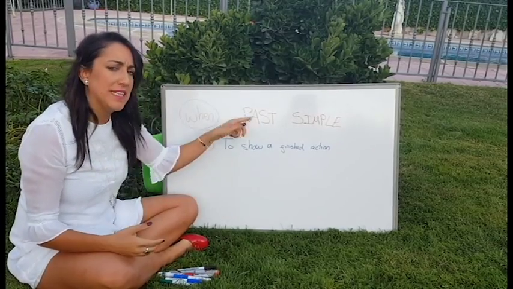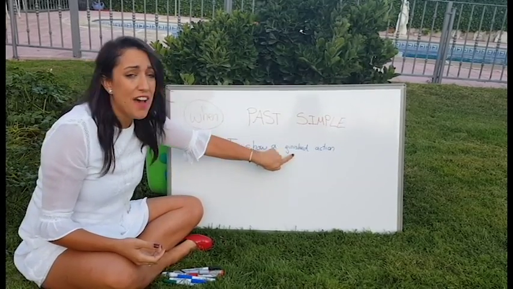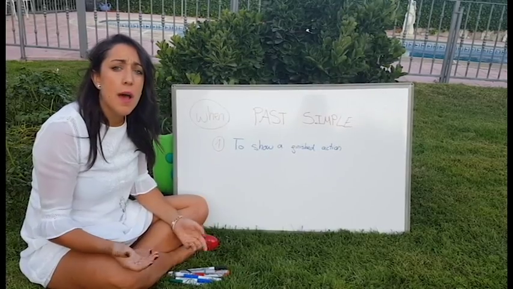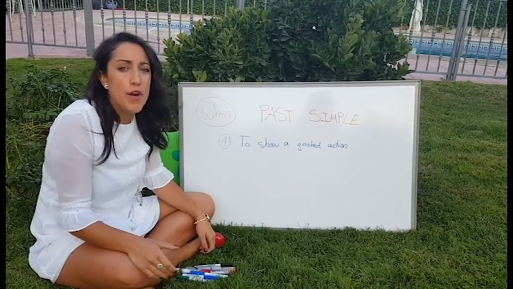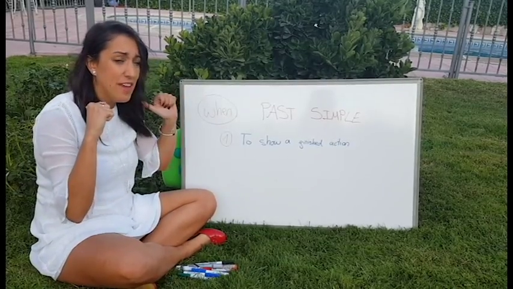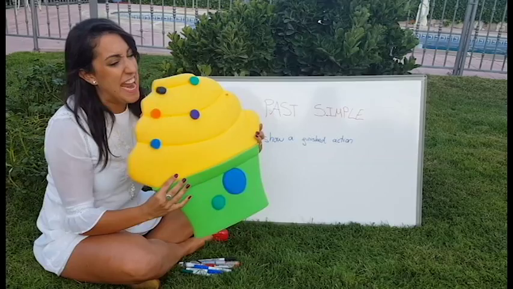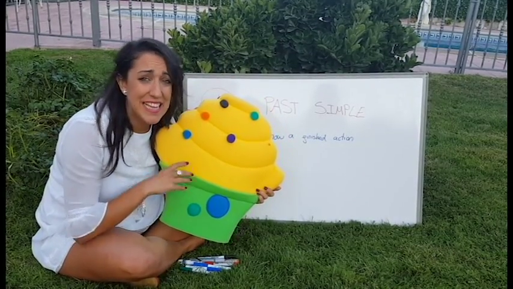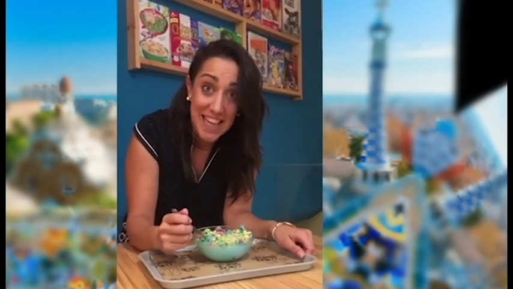When do we use past simple? Well, we use past simple to show a finished action. That means that something in the past has finished. So, for example, yesterday I ate a cupcake. That means that yesterday we know when it happened. Yesterday I ate cereals.